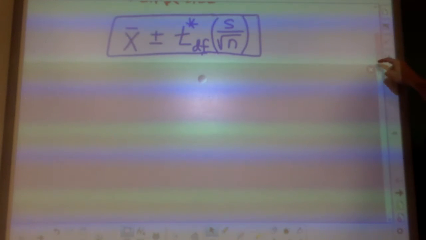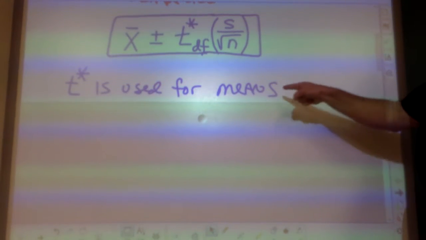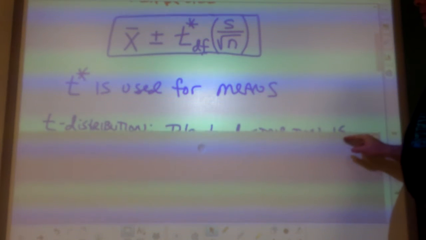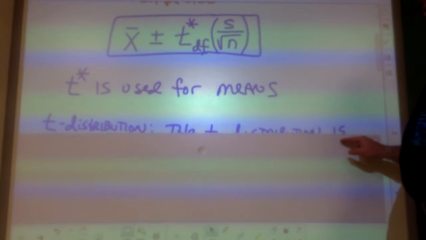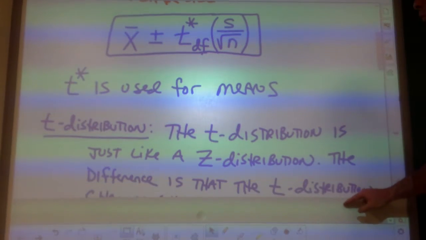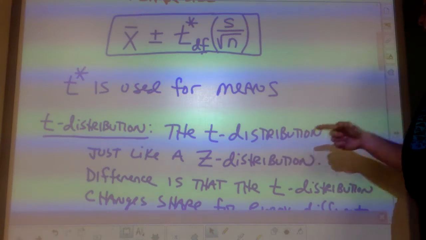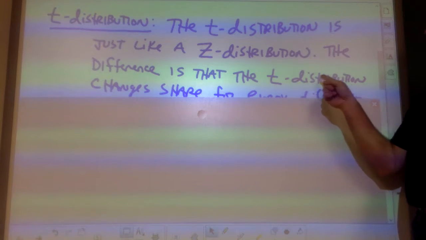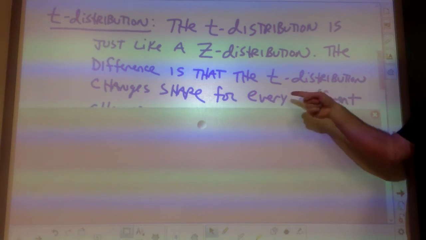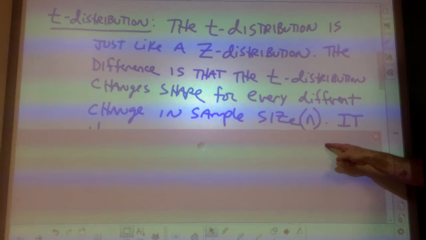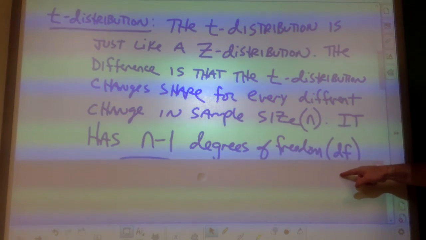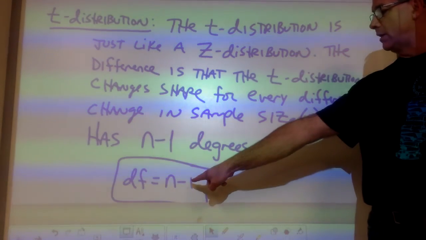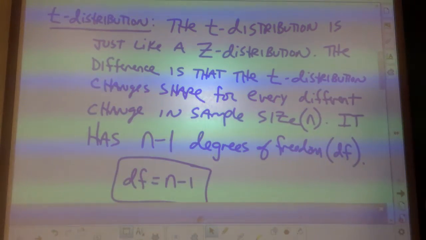So, t star we use for means. Why? Because it gives us a more accurate depiction based on our sample size. So one of the things that NAGRA wants you to understand is that the t distribution is just like a z. The only difference is that this distribution will change shape for every different change in sample size. It has n minus 1 degrees of freedom. And so our degrees of freedom formula is n minus 1. It's a calculation we do.